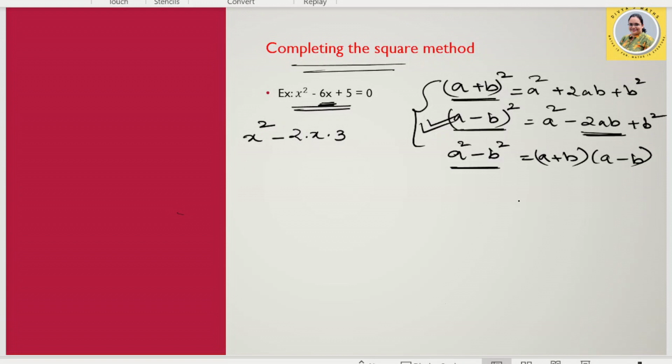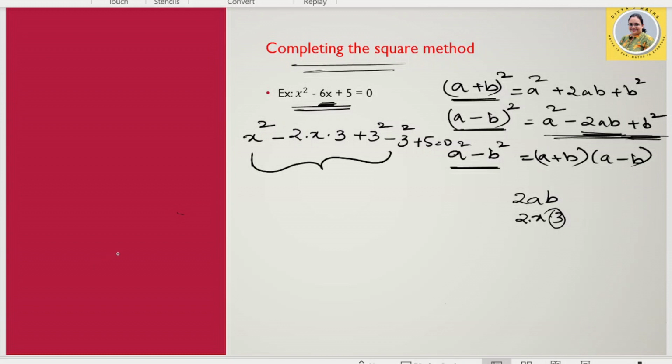Now see here, 2ab is nothing but 2 into x into 3. Here we can take b as 3. If I want to get this equation in the form a square minus 2ab plus b square, I need to get plus b square. So let us add plus 3 square. If we are adding anything, we need to subtract it too. Minus 3 square, so the equation does not change. Plus 5 is equal to 0.